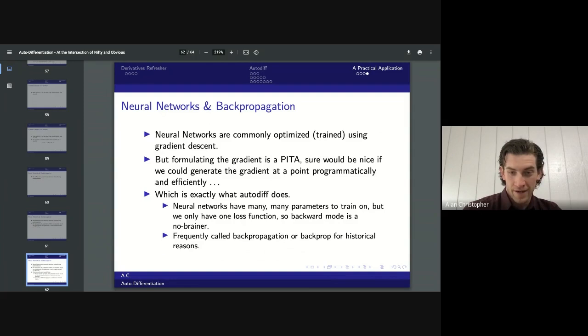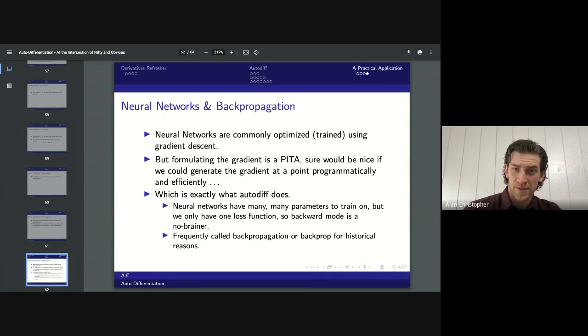And a couple of small points here. Neural networks have lots and lots of parameters. You'll have one for every axon in the network. So you are going to want backward mode, because lots of parameters, but one loss function. So M is way, way smaller than N. And this is frequently called backpropagation or backprop, for historical reasons that I don't actually know.